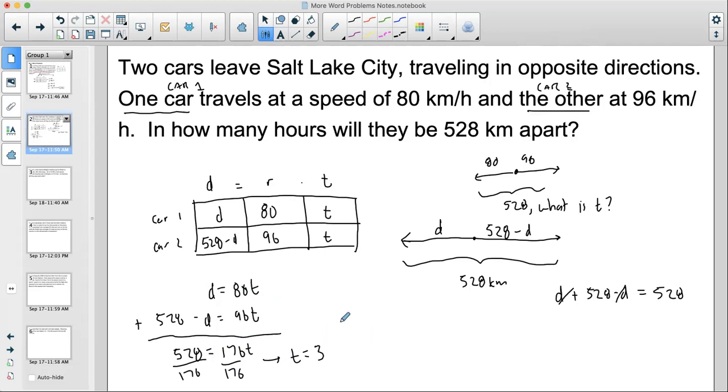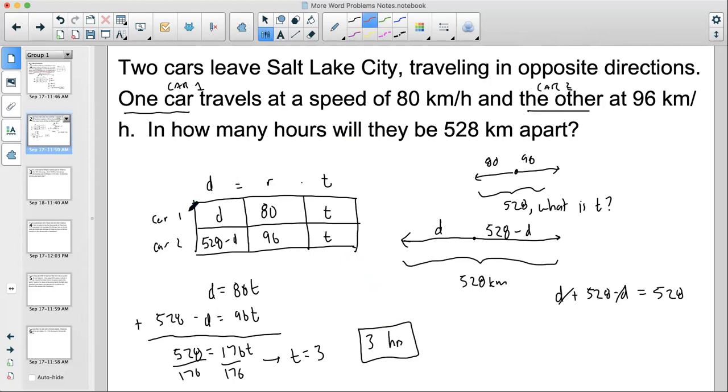So t is 3, and this time there's no time like 12 o'clock or 1 o'clock when they left. So the answer is just, it says in how many hours? 3 hours. That's the answer. So this one you can do with the table. There's another way to do it. We can talk about that later, but I just want to be consistent and show you guys one way to do these.